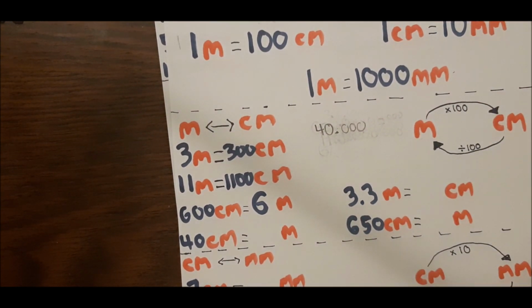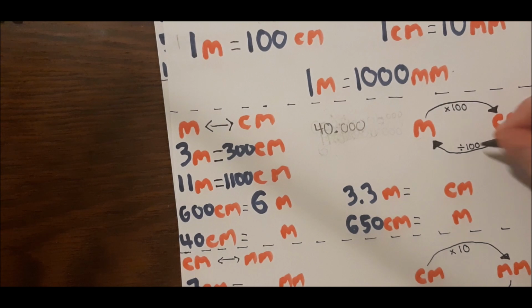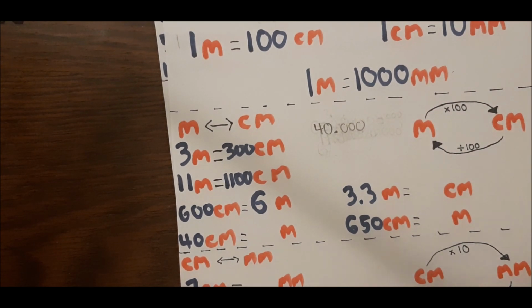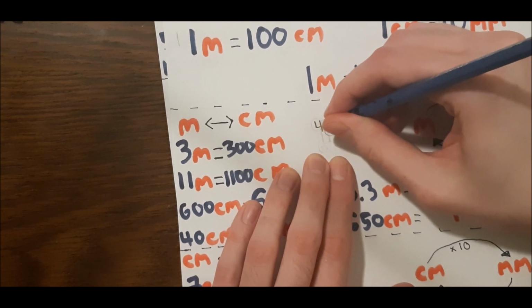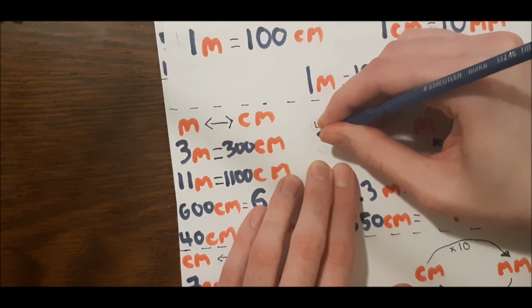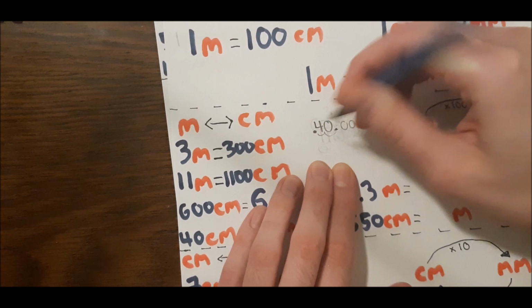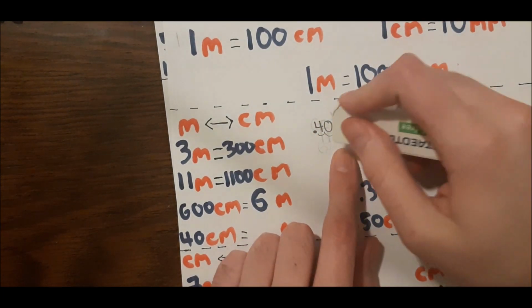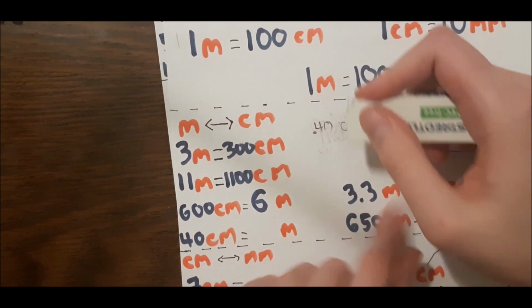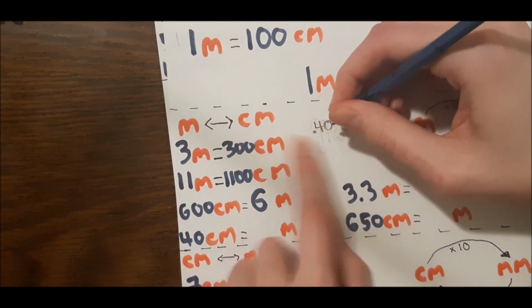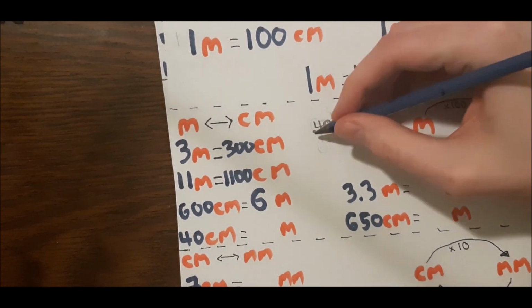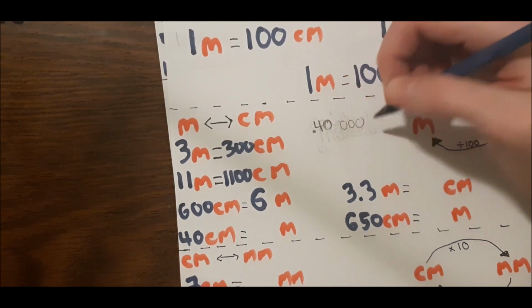How many spots did we move it? Well, how many zeros? There's 1, 2. So we're going to move it left 2 spots, right? Moving it 1 spot, we put it between the 4 and the 0. Moving it another spot puts it before the 4. Now this is looking kind of weird, isn't it? Now we've got nothing before the decimal.